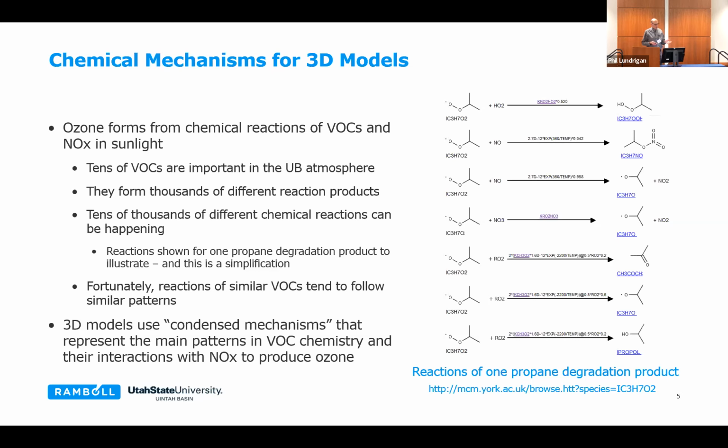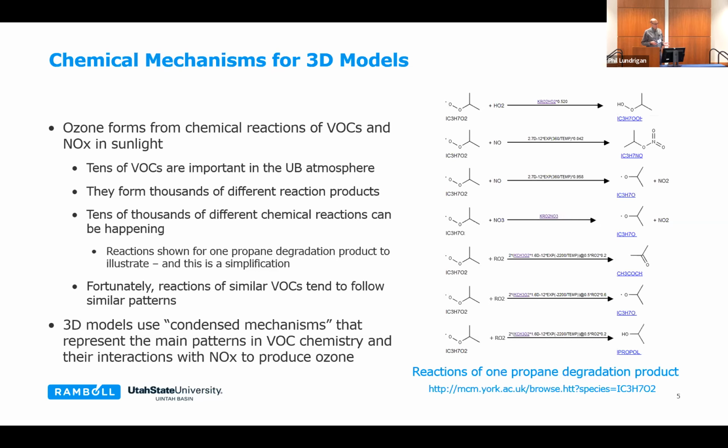But when they react, you can get thousands of reaction products. And each one of those reaction products can have multiple reactions. On the right, I'm showing some reactions for just one of those products, and it can go in all these different directions. And that's a simplification, by the way. That's not all of the possibilities. So you can have tens of thousands of different chemical reactions that are potentially happening, which is far more than we can put in a model.